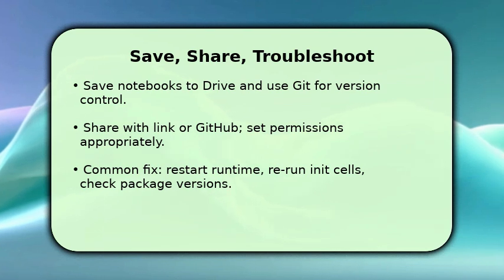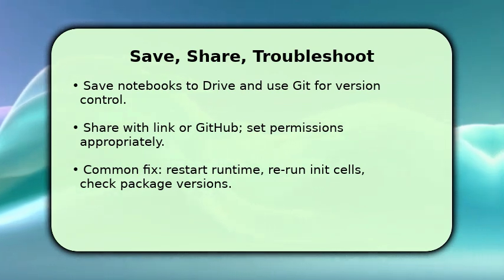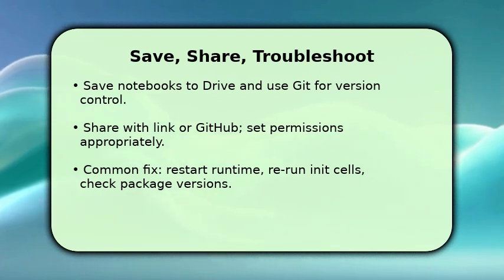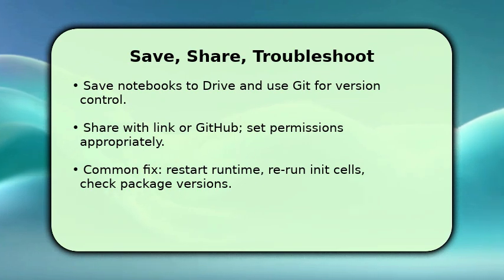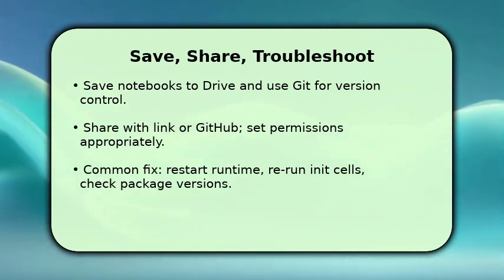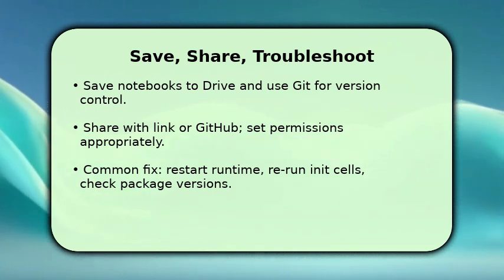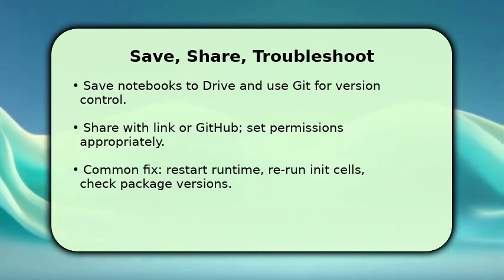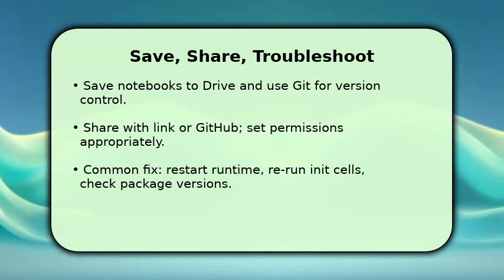This prevents losing work. Once done, share via link or push to GitHub and adjust view or edit permissions so collaborators can run cells. If something breaks, restart the runtime and rerun only the initialization cells to restore environment. Check for version conflicts in installed packages and reinstall explicit versions when needed. Finally, document runtime settings so others can reproduce your results.